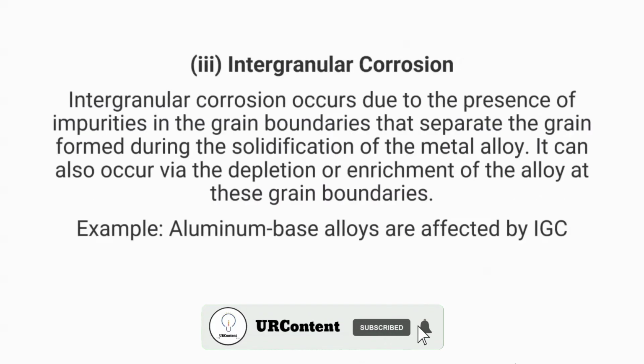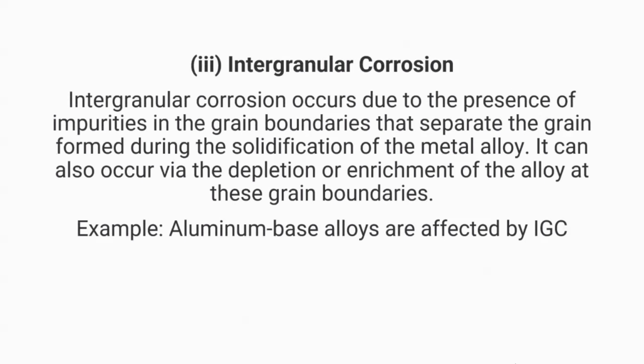Intergranular corrosion. Intergranular corrosion occurs due to the presence of impurities in the grain boundaries that separate the grains formed during the solidification of the metal alloy. It can also occur via the depletion or enrichment of the alloy at these grain boundaries. Example: aluminum-based alloys are affected by it.